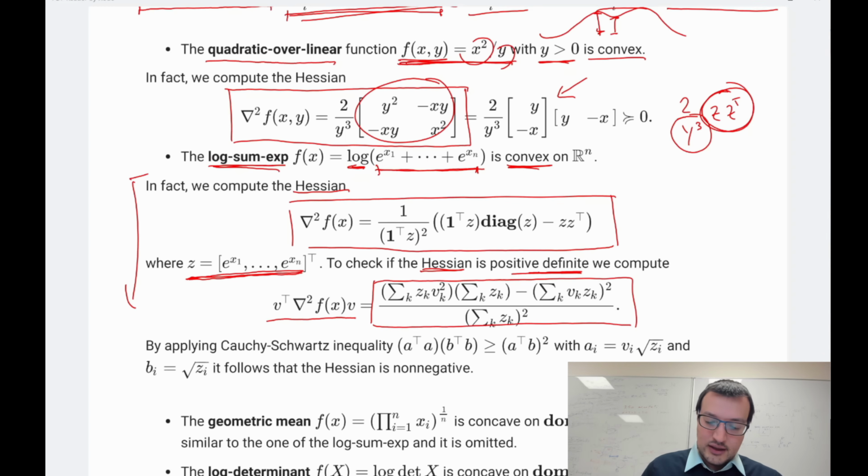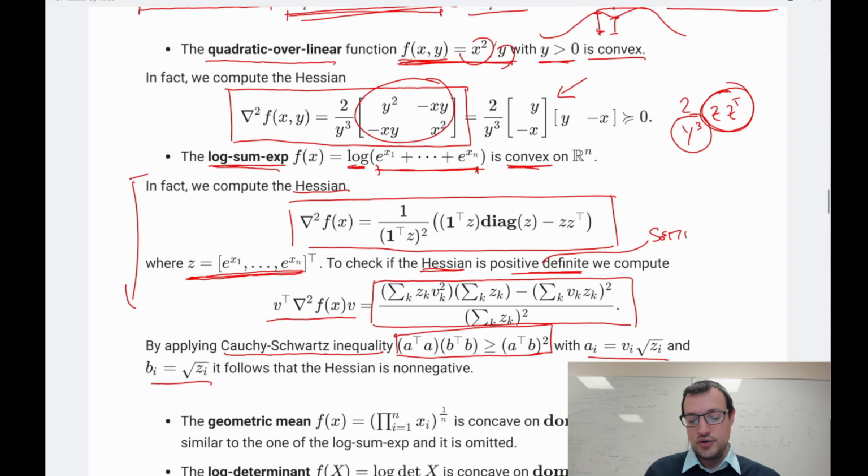And now the trick to show that this is going to be non-negative, so here it should actually be semi-definite, it's missing, okay, is to use the Cauchy-Schwarz inequality that is given over here. You can apply it with this value and this value and check that it gives us that the Hessian is non-negative, okay? And so the Hessian is positive semi-definite, and so the Log-Sum-Exp is convex.